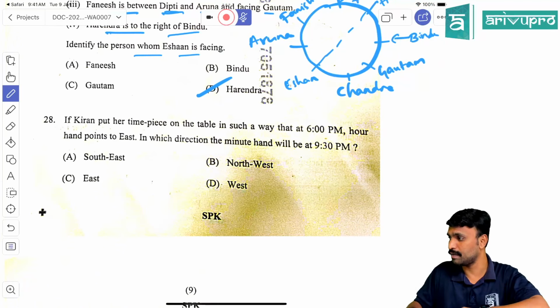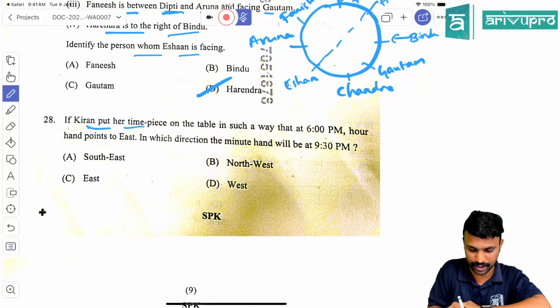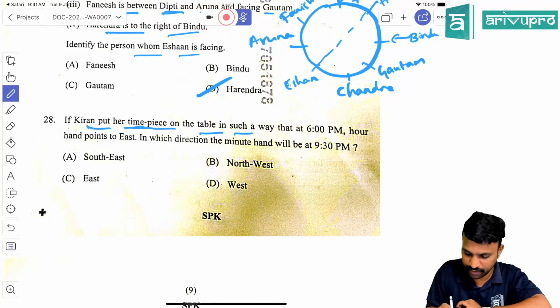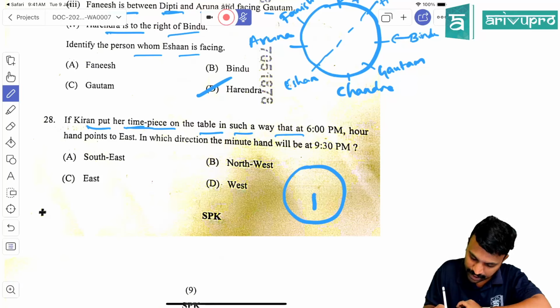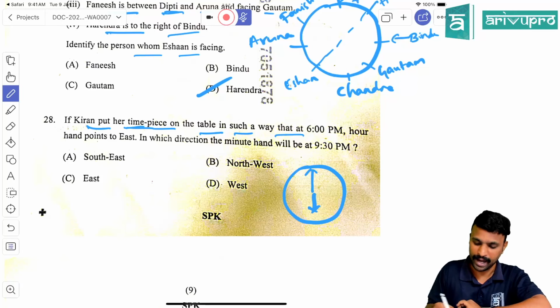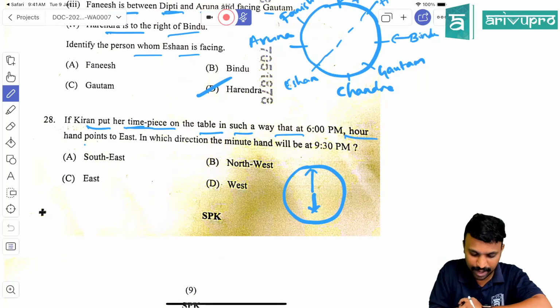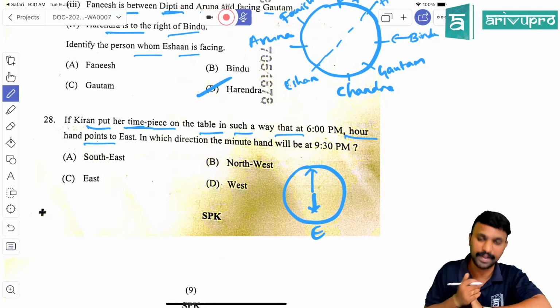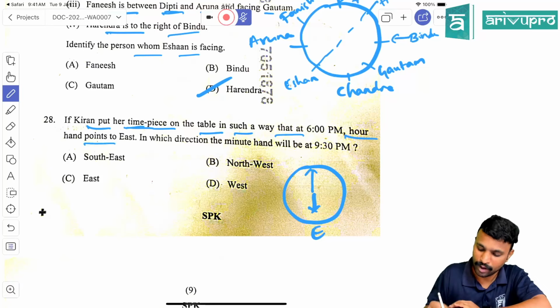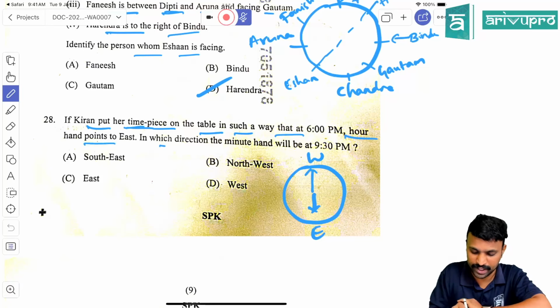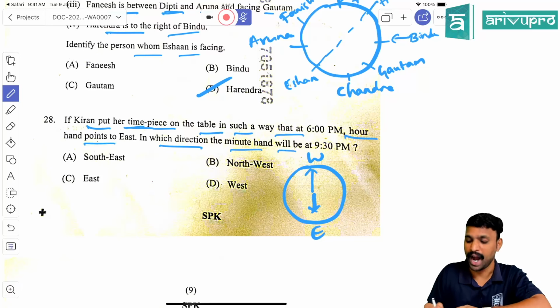The question is, Kiran put her timepiece on the table in such a way that at 6 p.m., the hour hand is at 6 and the minute hand is at 12. And they've said that the hour end points east. East is basically the hour end. Obviously, west is this side. The question is, in which direction will the minute hand be at 9:30?